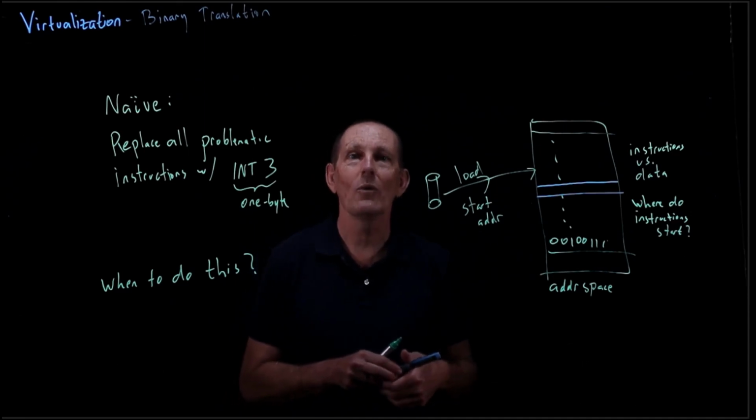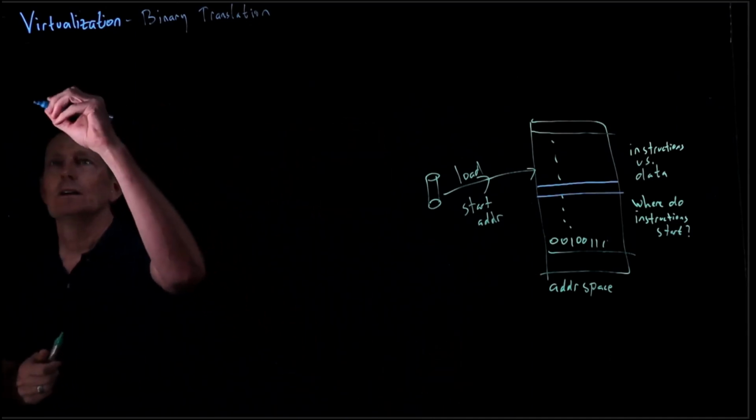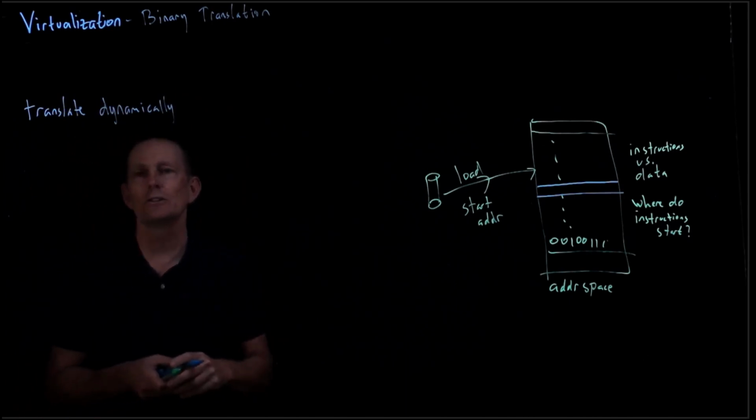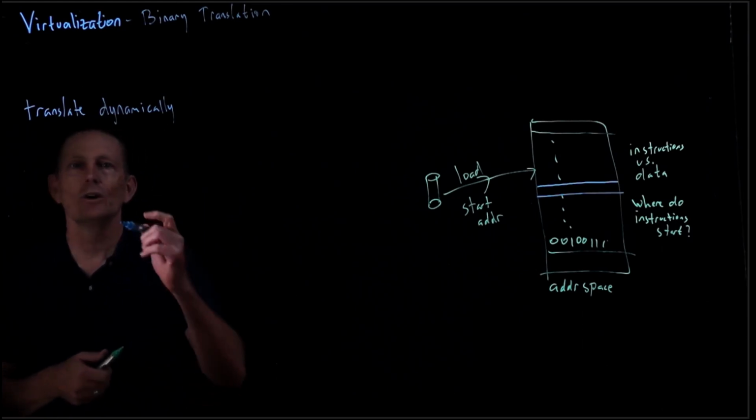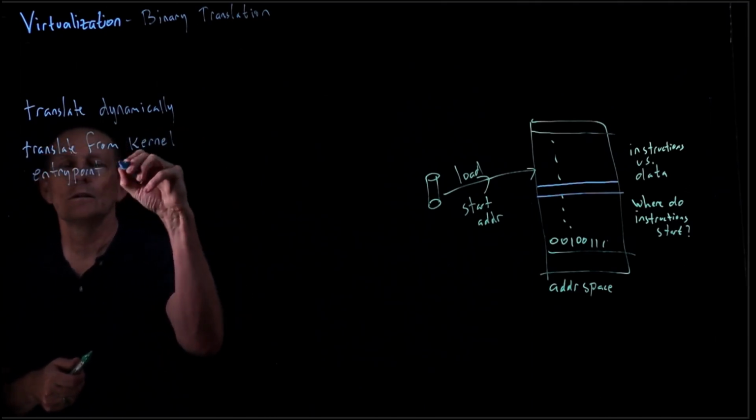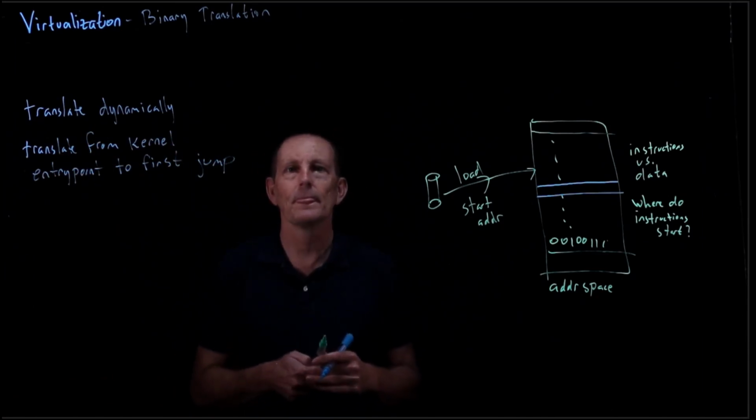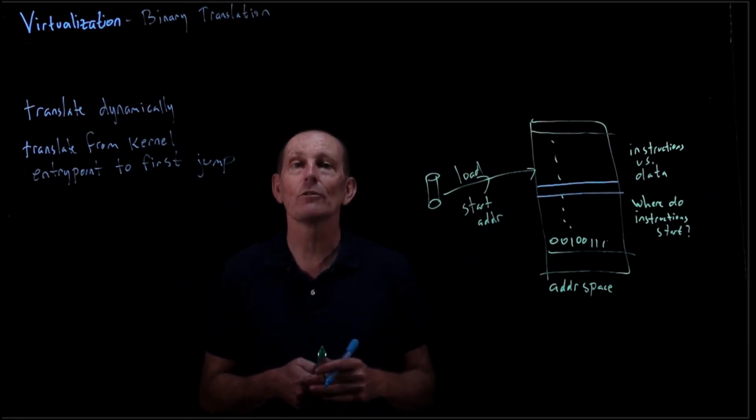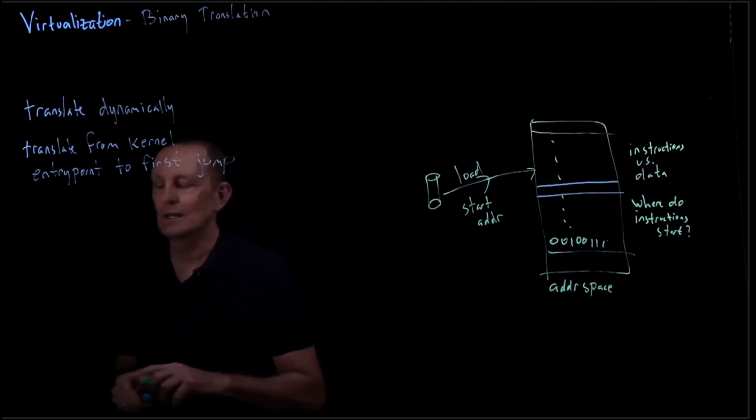Now we have to figure out what we're going to actually translate. So we're going to work translating dynamically. This is not unlike a JIT compiler, JIT standing for just in time. Here we're doing just in time translation. So we translate, let's say, from the kernel entry point to the first jump. And then once we make that jump, we start translating wherever we jump to, to the next jump, and so on and so forth. So we're going to do this in blocks.